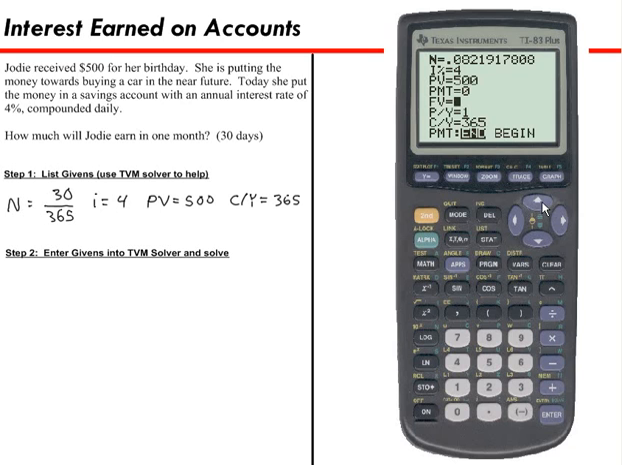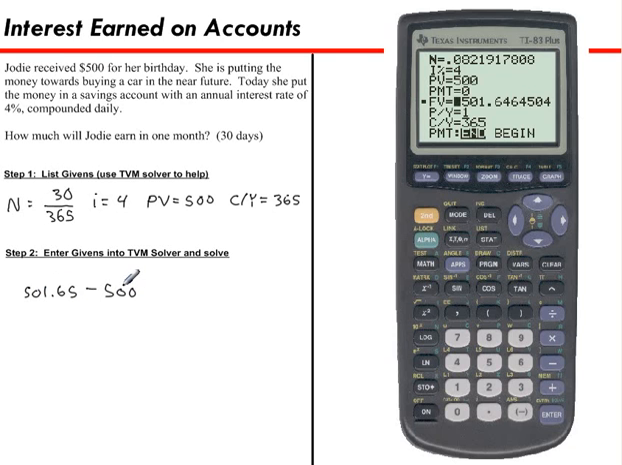Then I'm going to scroll back up to future value because I'm solving for that. If I hit alpha, I should get an A. Then I'll hit enter to get my answer. And it looks like negative $501.65. The negative, you'll recall, just means that it's money that's not accessible for us right now. So after 30 days, she's going to have $501.65.